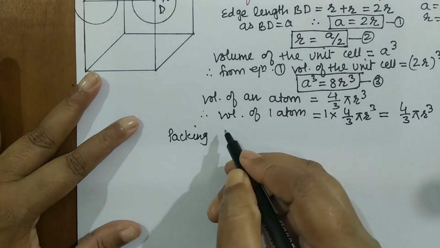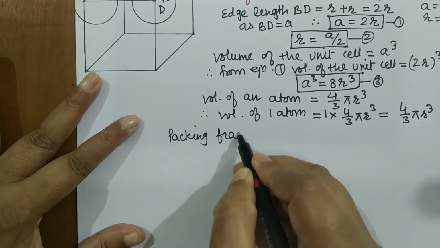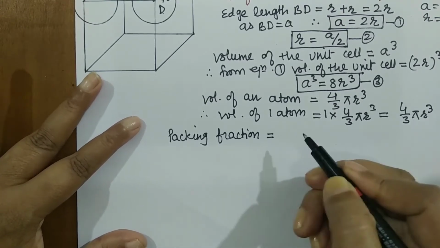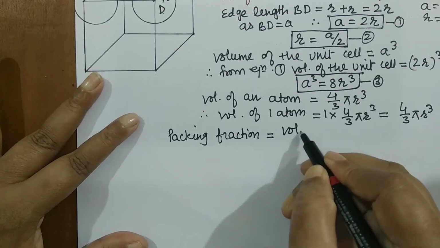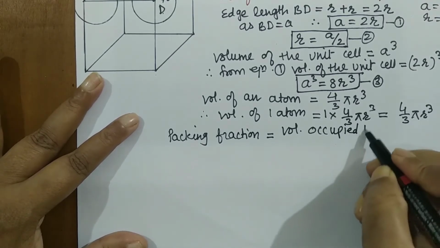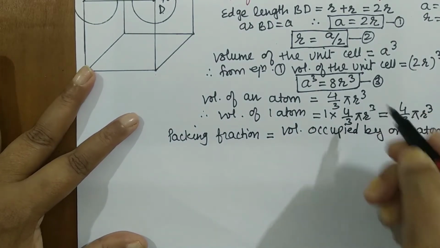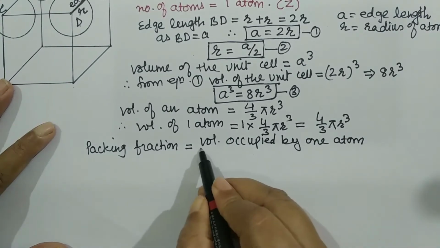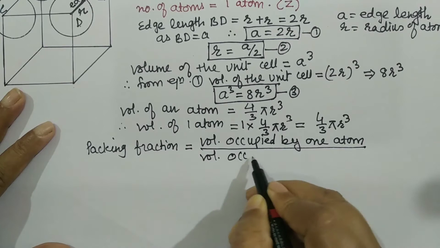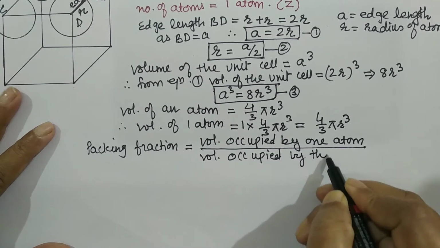How strongly the atoms are packed within the unit cell gives you the packing fraction. So packing fraction has a formula, and the formula is volume occupied by one atom. I am writing one atom because I am taking the simple unit cell, divided by volume occupied by the unit cell.